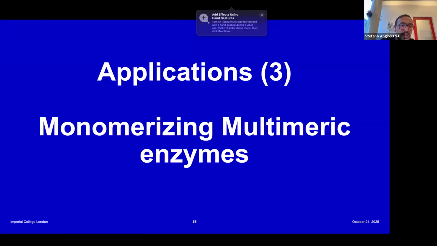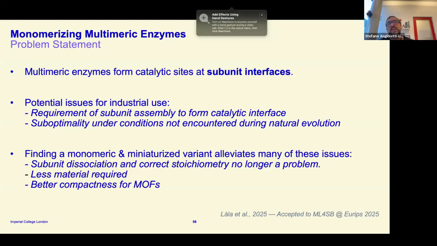So I told you, there are typically two categories of functionality that we want to improve in protein design. One is binders, and we'll just be talking about it. The other is enzymes. So how can we use it for enzymes? I'll give you a specific case. In nature, many enzymes are not made by a single chain, but by multiple protein chains that come together. And that's perfectly fine in nature.